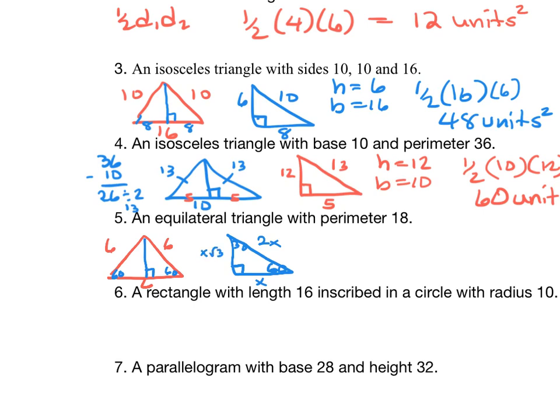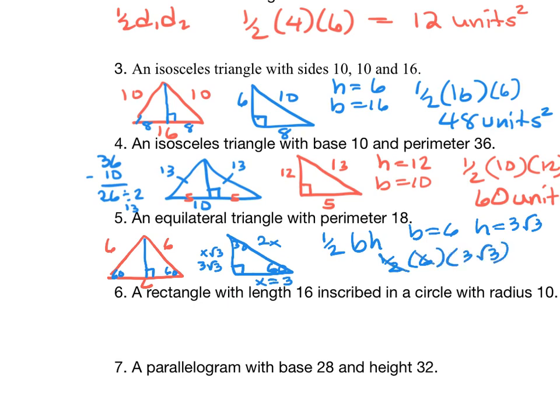So if I know that this gets split, x equals 3, so then my height is going to be 3 root 3. So 1/2 base times height. My base is 6. My height is 3 root 3. So 1/2, 6, 3 root 3, take half of 6, and my final area here is going to be 9 square root 3 units squared.